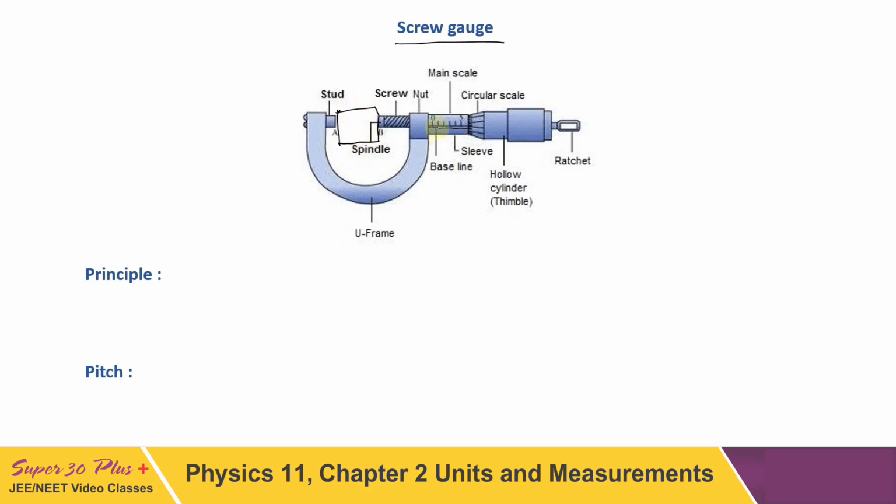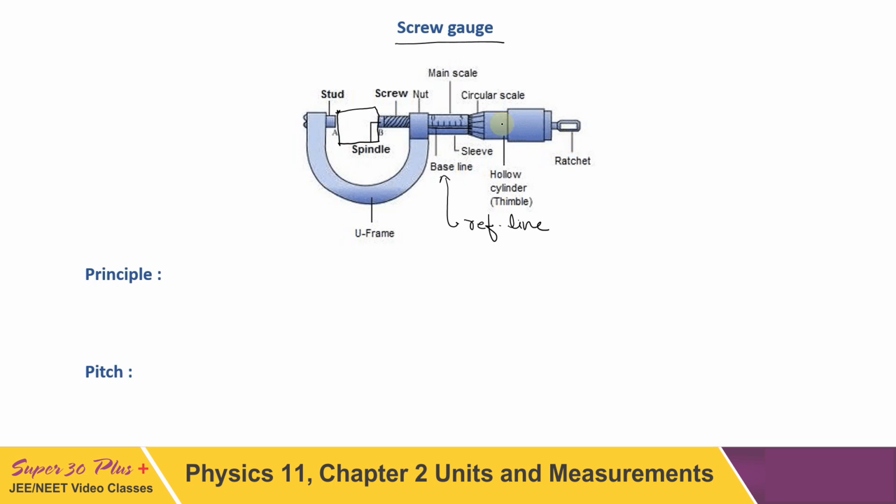This is the main scale, primary scale, and here the horizontal line you can see, it is also known as baseline, which is written here. It is also known as reference line. And the circular scale you can see, with the help of the ratchet we have to adjust the value.